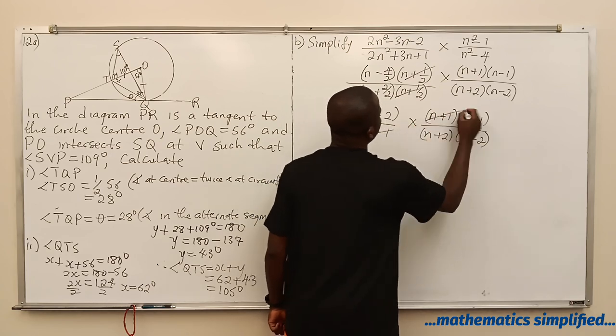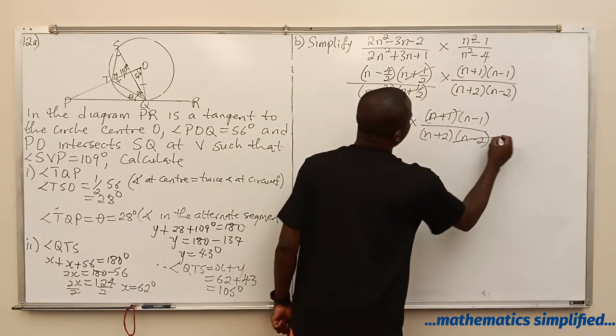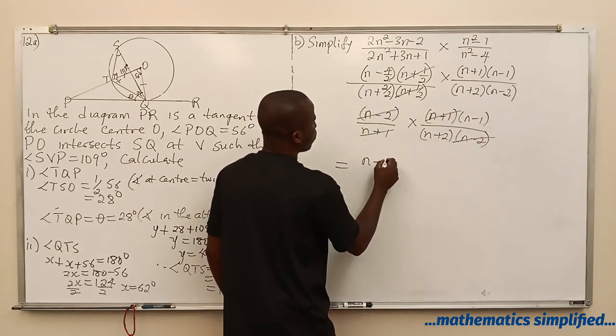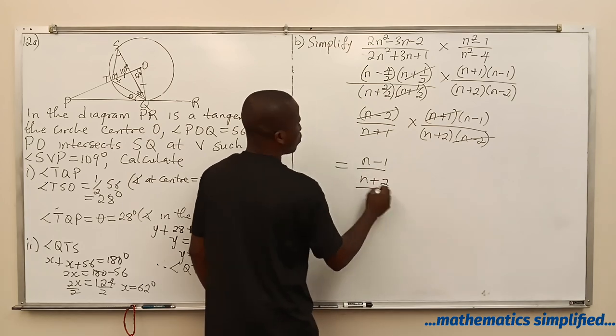N plus 1 goes with n plus 1. N minus 2 goes with n minus 2. So we are left with n minus 1 over n plus 2. So this is a simplification of this.